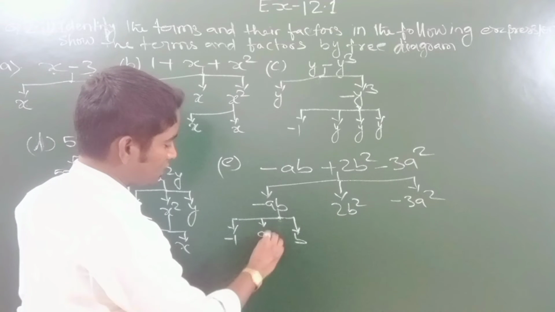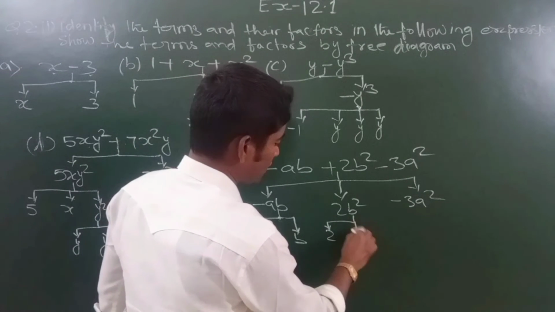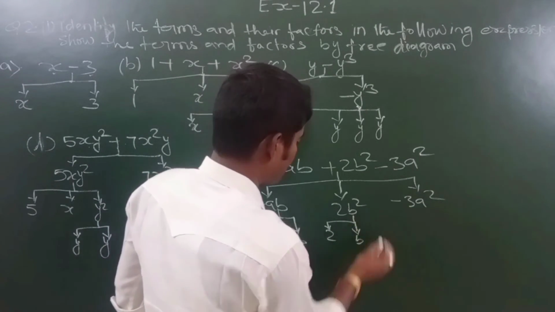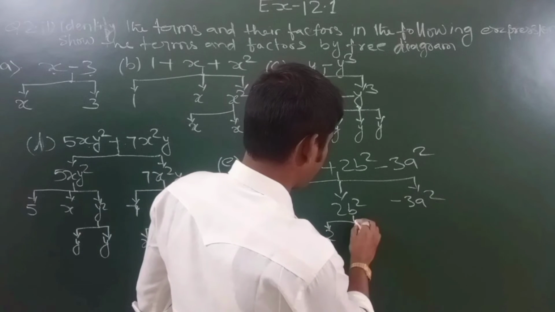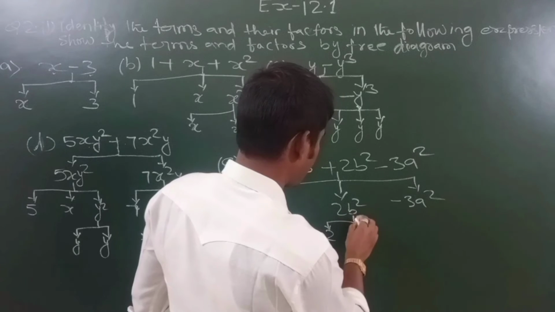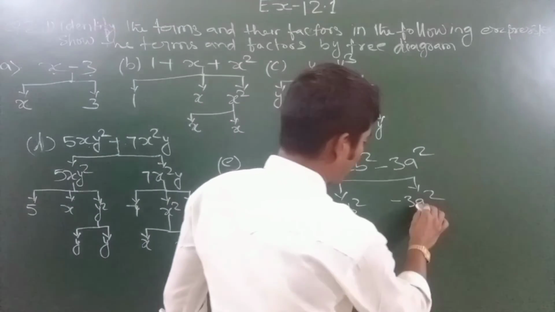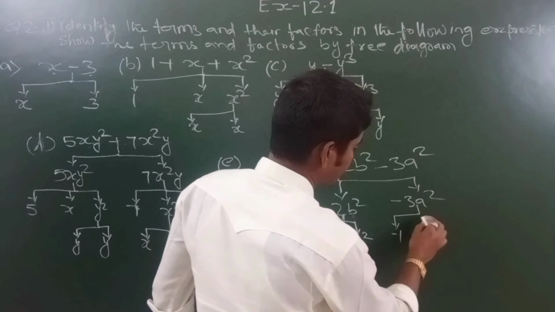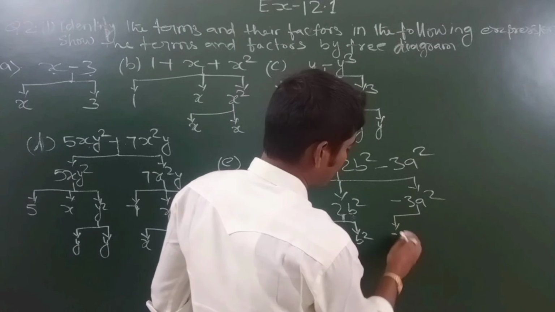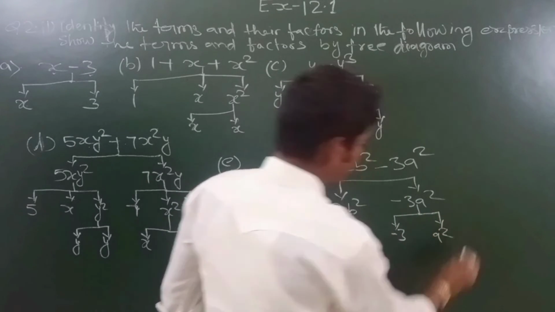Now if you break this one, then here you will get 2, here you will get b square. Suppose I am breaking it from here. Now if you break this one, students, then here you will get minus 3, and then here you will get a square.